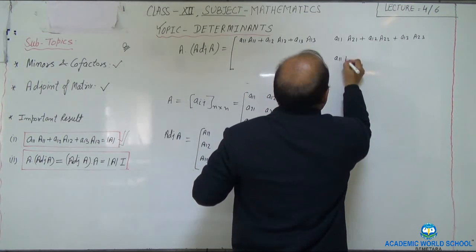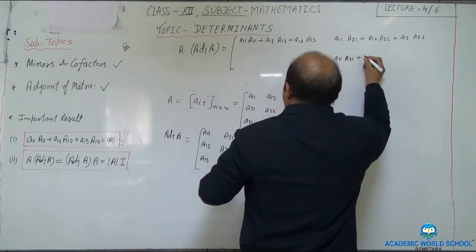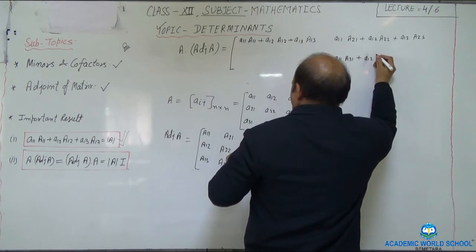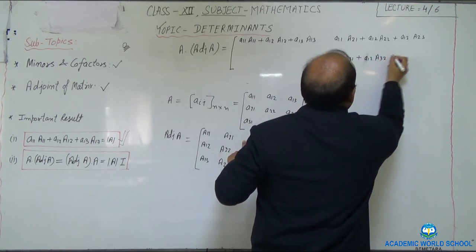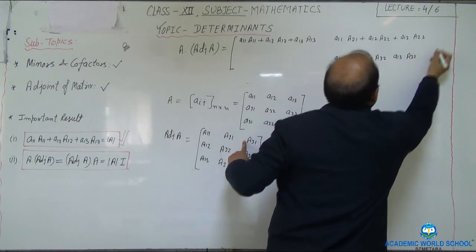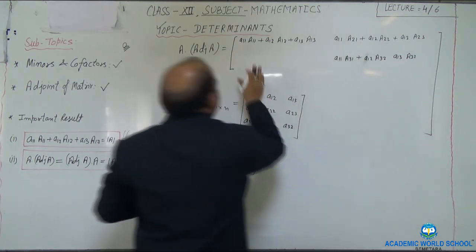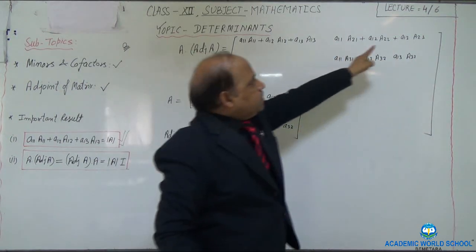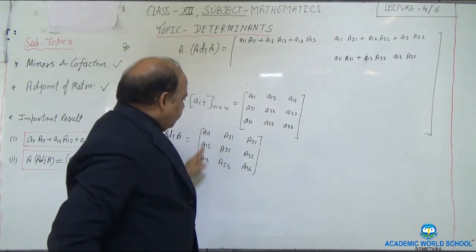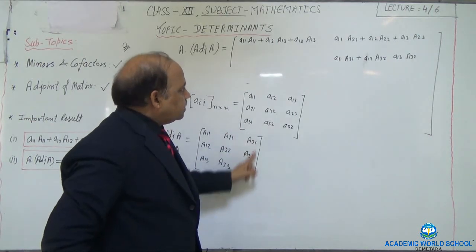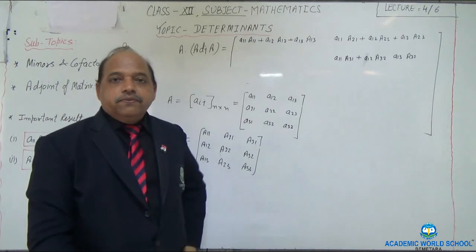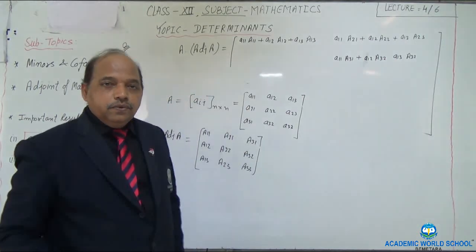A11 and then A31, plus A12, A12, A32 and then A13, A33. What I have done is written the first row's elements, multiplied the first row by the first column, then the second column, then the third column, and I have got the first row of the product of these two.